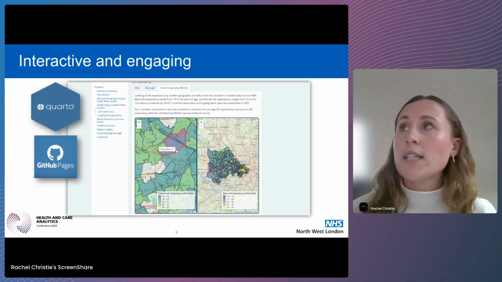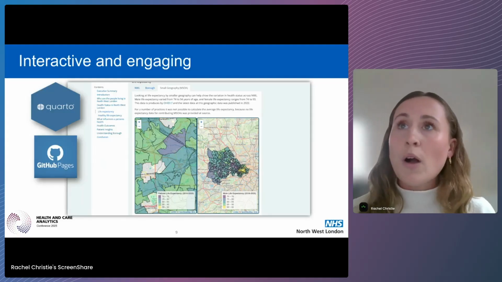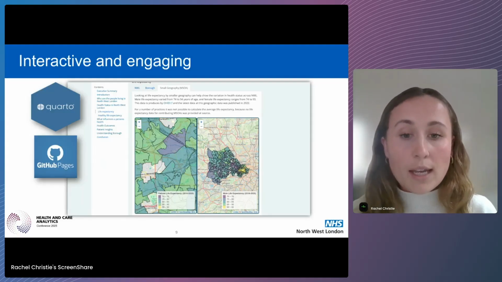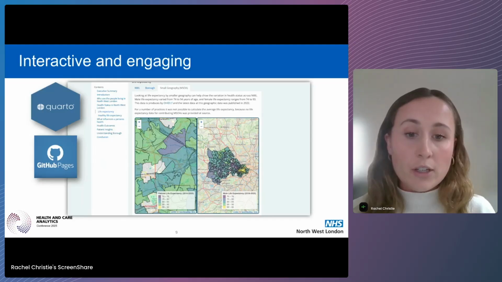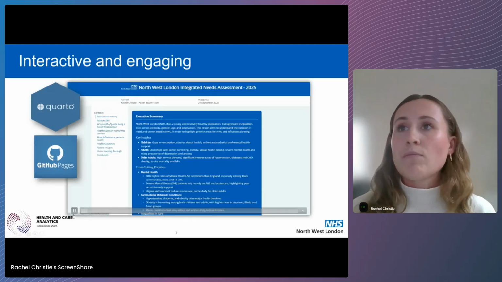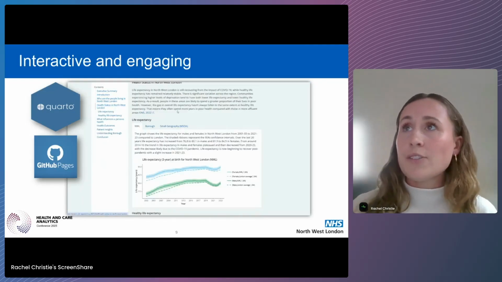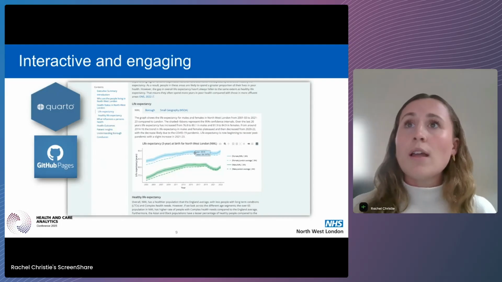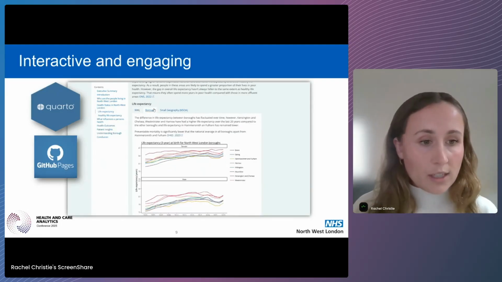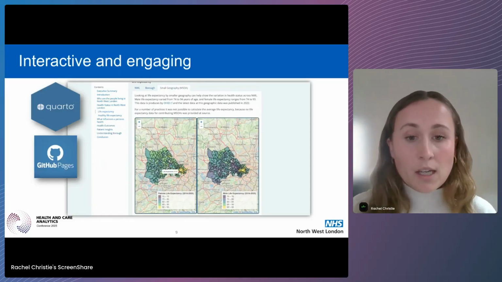So how we've approached this is by creating Quarto reports through R and using packages like Plotly and Leaflet to create these interactive plots and interactive maps. Also, having the report as an HTML allows you to easily click through the report and identify bits that you're interested in. And we've published this using GitHub pages, which also means that it's much more shareable.